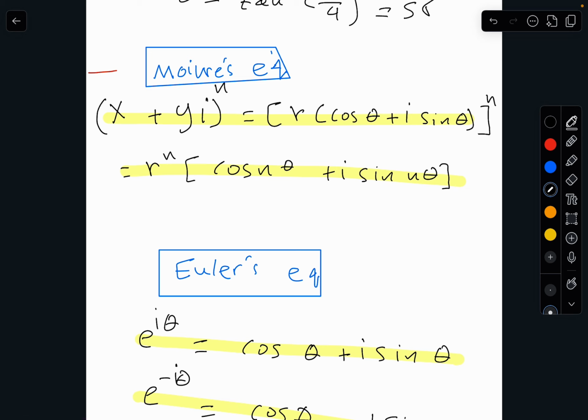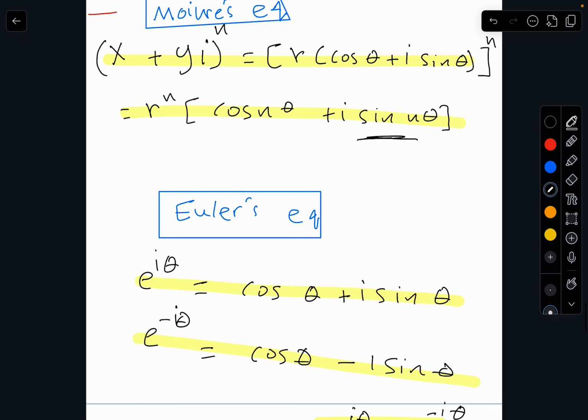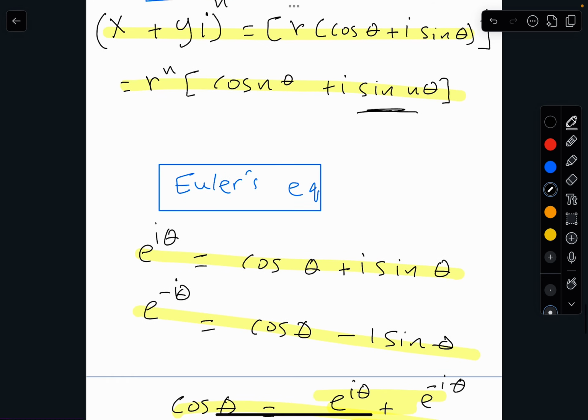So here we have Moivre's equation and Euler's equation. Moivre's equation says that anything in rectangular form to the power n can also be written in polar form to the power n in that formula. Euler's equation tells us that e to the power iθ is equal to cosine theta plus i sine theta.